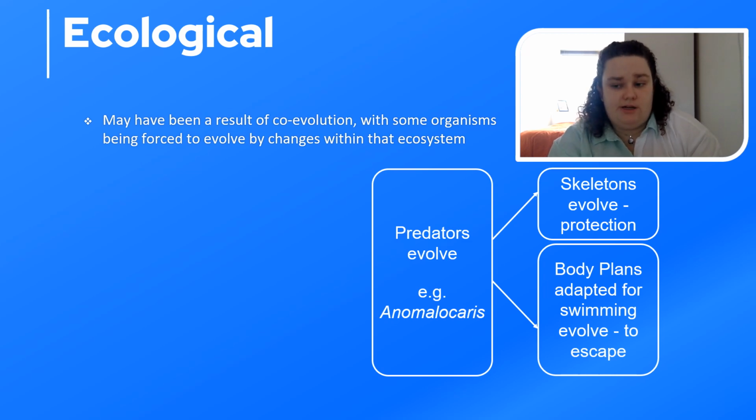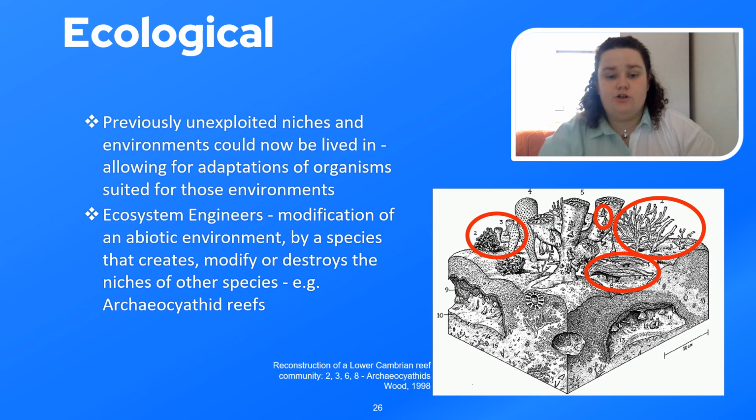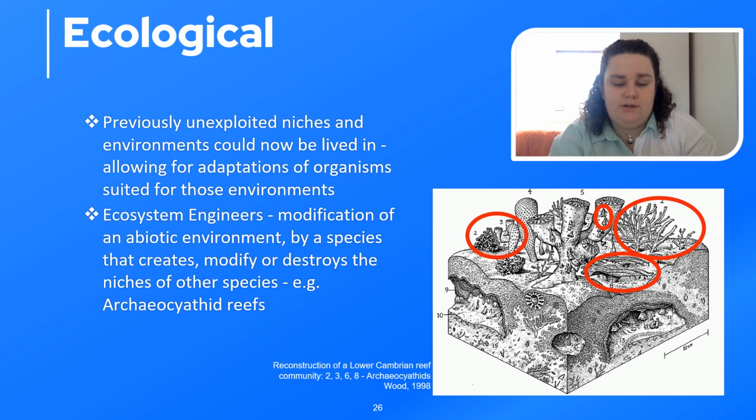For example, predators evolve, so organisms may evolve different skeletal elements, such as spikes, or become faster for protection, and body plans would have been better adapted for swimming, to escape, really. The logical point was that previously unexploited niches and environments could now be lived in, which allowed for adaptations of organisms better suited for those environments.